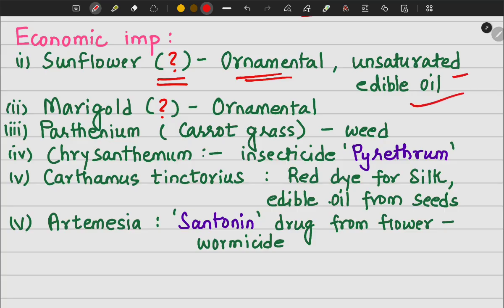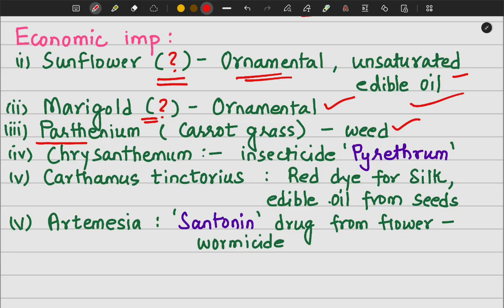The other plant is marigold. Please write down the scientific name for marigold. Marigold flowers we have all seen and they are also used for ornamental purposes in houses and gardens. Then there's a grass called parthenium or carrot grass, which is actually a weed. Now there is no economic importance of parthenium, but because we study about it in different chapters and it is a member of this family, I have included it here. The parthenium is actually a weed and it causes pollen allergies.